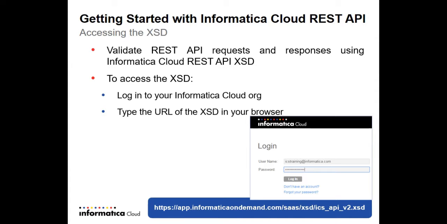If your Informatica Cloud org's login URL looks like https app2, then replace app with app2 in the URL shown on your screen. Now that we have all the resources required to use the Informatica Cloud REST API, let us start configuring a request using the REST API.